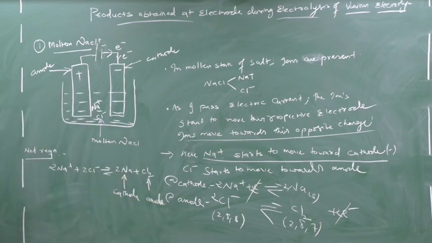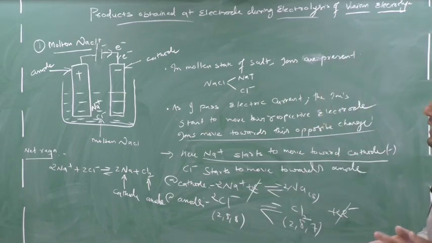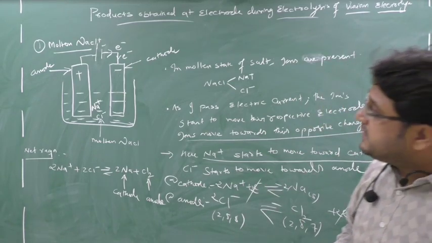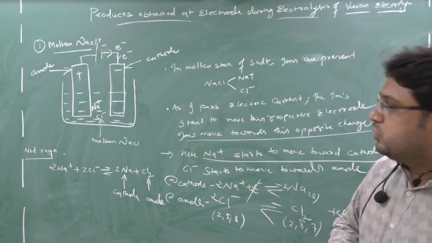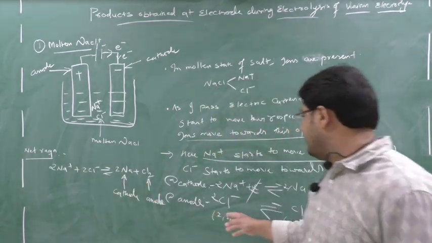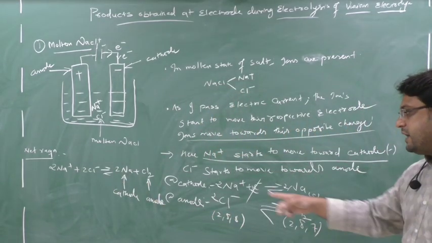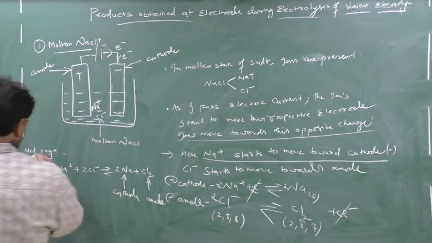See, this theory no one will ask. They will ask in the MCQ: if I do the electrolysis of NaCl, which NaCl? Molten NaCl, what products will be obtained at the anode and cathode? So for molten NaCl, at the anode, chlorine gas will be obtained, and at the cathode, sodium will be obtained. Clear this part? So this is the electrolysis of NaCl.